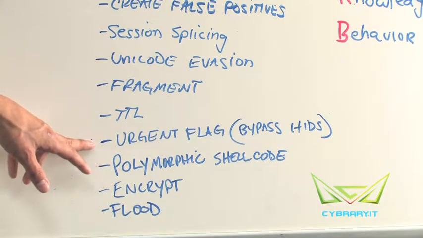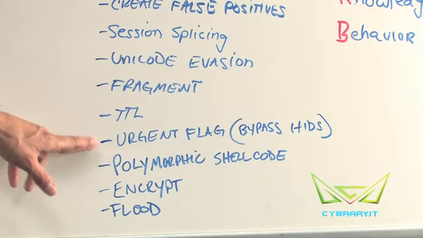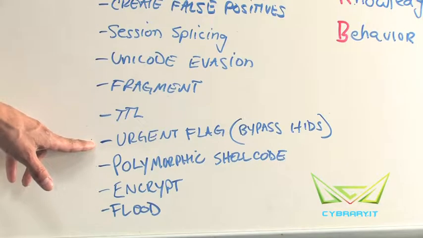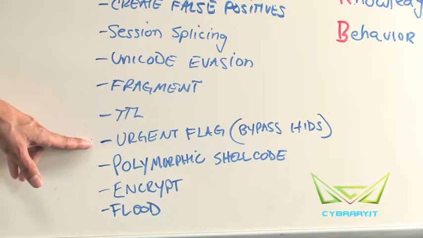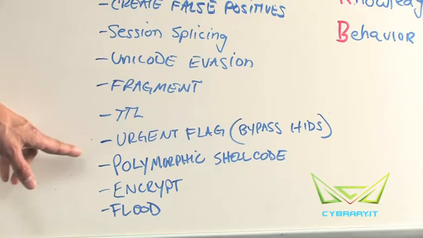Also, urgent flags. This is good because it basically tells your destination system, hey, I've got really, really important stuff. Please send me to your application. And sometimes urgent traffic isn't processed by a host-based system. Therefore, you can go right up to the application and exploit the system, and the HIDS doesn't even pay attention.